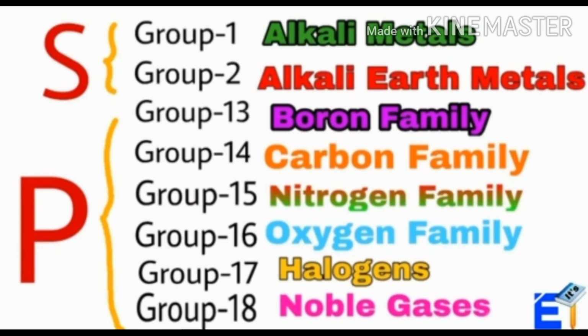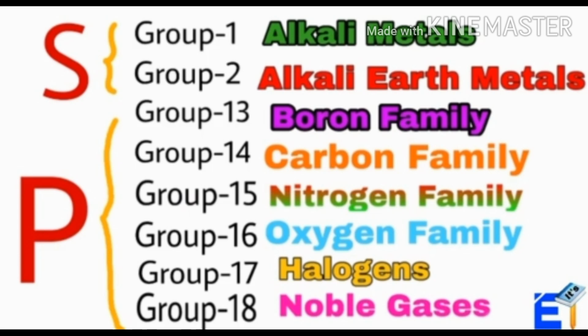See the brief explanation again. S block elements are arranged in two groups. What are they? 1A group and 2A group. 1A group is called alkali metals and 2A group is called alkaline earth metals. Then coming to P block elements. P block elements are arranged in 6 groups, starting from the 13th group to the 18th group.